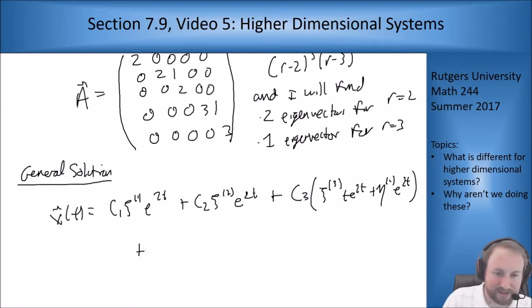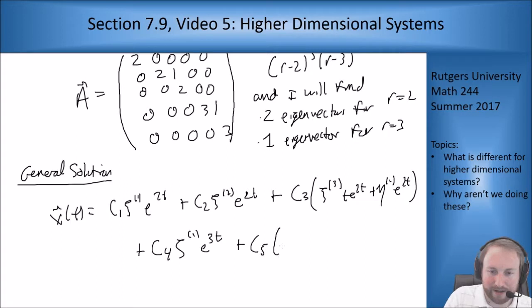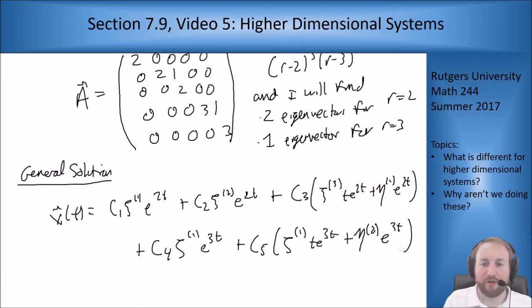And then plus a C4 times a zeta 1 e to the 3t, that comes from the eigenvector I find here, plus a C5 times (zeta 1 t e to the 3t plus eta 2 e to the 3t) for the generalized eigenvector for that one. So it gets kind of nuts when you start doing this, and especially if you have to do double iterations of this generalized eigenvector thing, it gets bigger and bigger and bigger and really nasty.